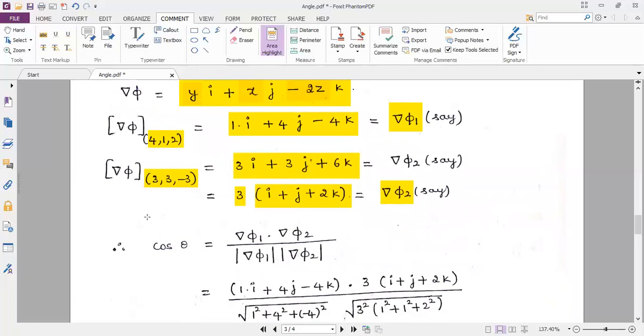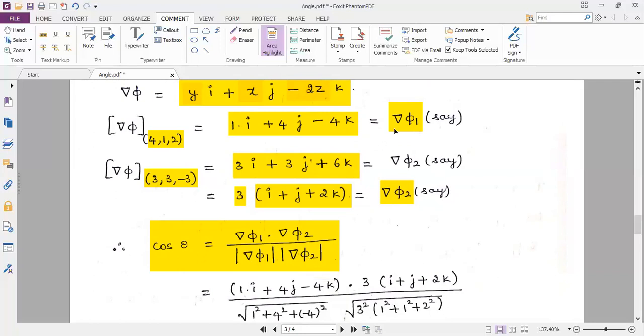So angle between the normals is same as saying angle between the two surfaces. Here one surface was given at two different points. So let's find out angle between surface formula. Cos theta is given by grad phi 1 dot grad phi 2 divided by magnitude of grad phi 1 into magnitude of grad phi 2.